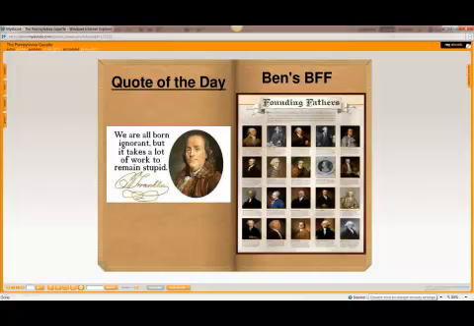So in conclusion, how will you use the many resources available to you in getting your message out for the world to see?